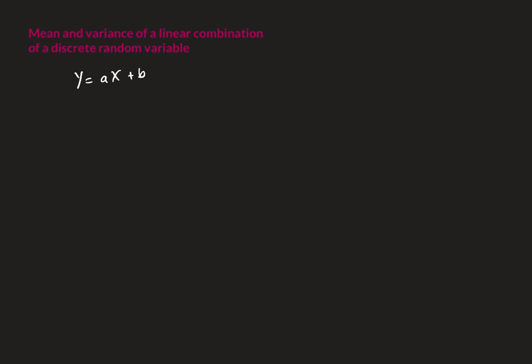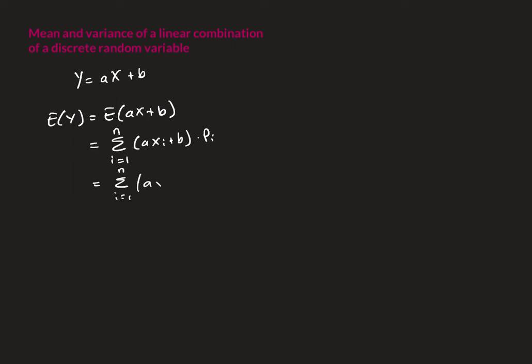To start with the mean, we need to begin with the definition of the mean. So we know that the mean or the expected value for y is going to be the same as the expected value of ax plus b. And we know that the expected value of these sort of variables is calculated through the sum from i equals 1 until n of each of the outcomes, a x_i plus b, times the corresponding probabilities p_i. So what we have is the sum from i equals 1 until n of a x_i p_i plus b p_i.